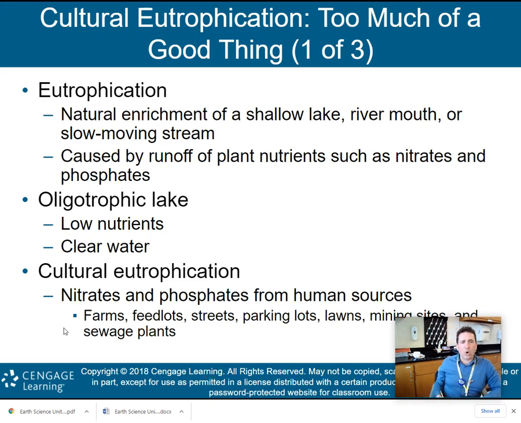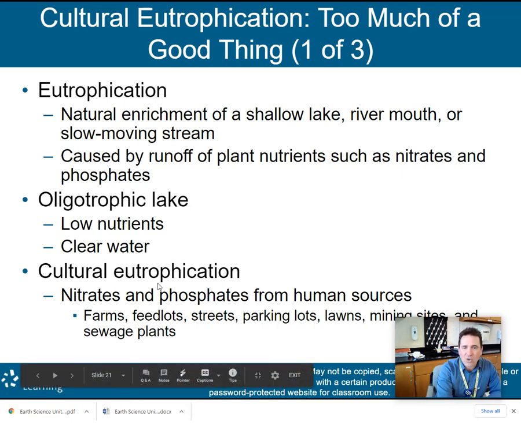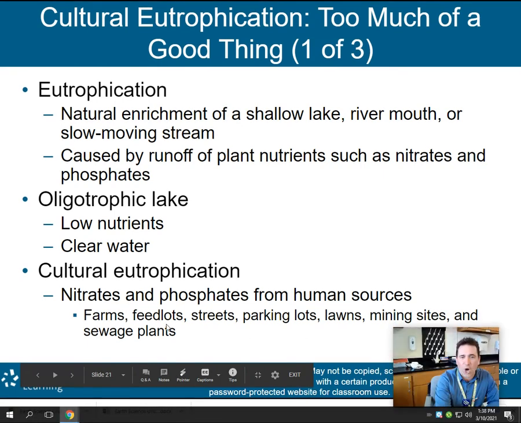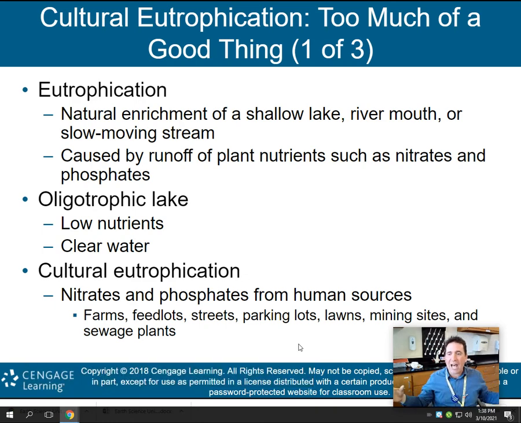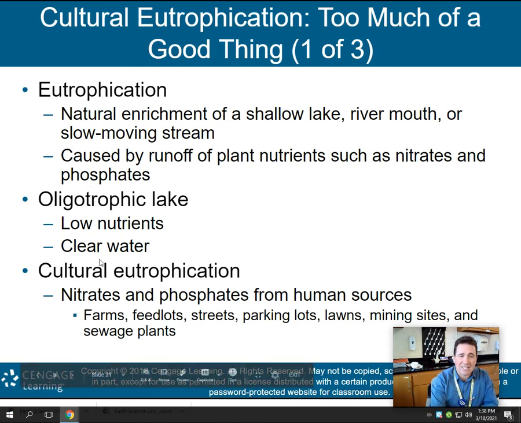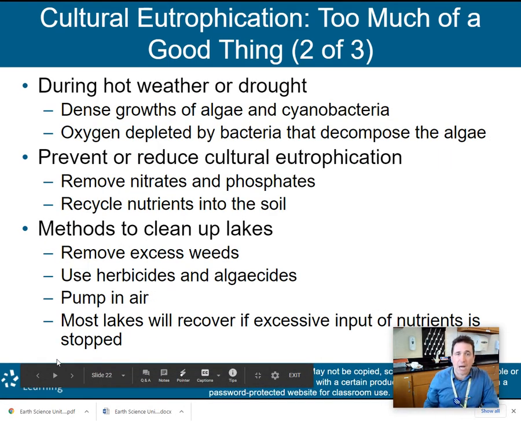Remember, we talked about an oligotrophic lake, which had low nutrients and clear water. That is before eutrophication takes place. There's not a lot of nutrients. The water is clear. But then cultural eutrophication occurs, when nitrates and phosphates from human sources, farms, feedlots, streets, parking lots, lawns, mining sites, and sewage plants get into the water. That obviously increases the algae bloom. And then the bacteria come up to decompose that algae, and that bacteria uses all the oxygen, and this creates a dead zone in that lake or pond.